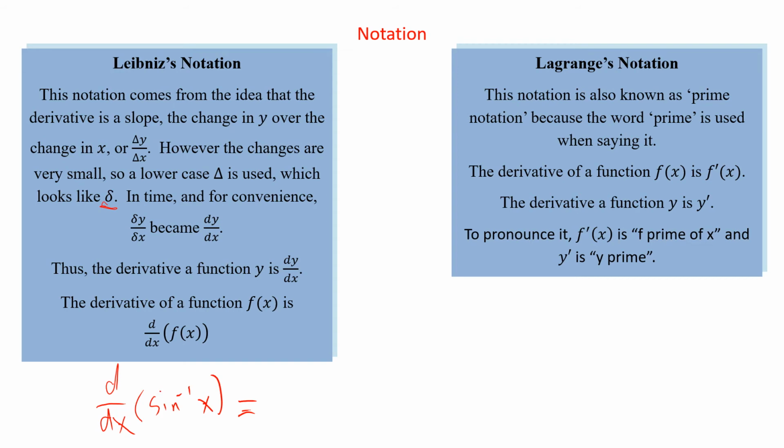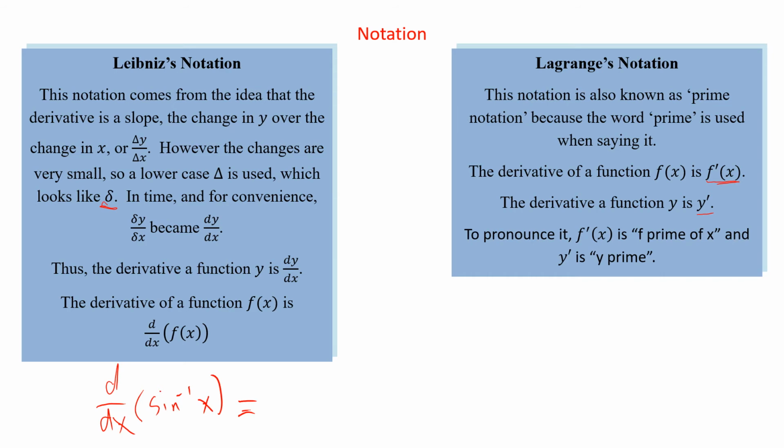But this one's also known as prime notation. I'd say, at least in the beginning, this type of notation generally tends to be more common. It's what I'll use more often, and it's easier when we're working with functions. But prime notation, if we have the derivative of function f of x, that's f prime of x. The derivative of y is y prime. And so you just pronounce the apostrophe as prime.